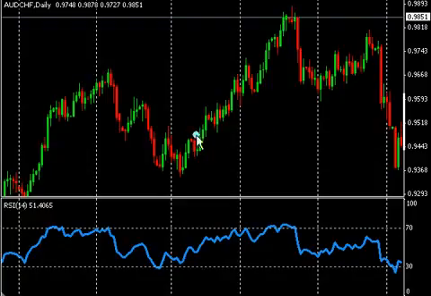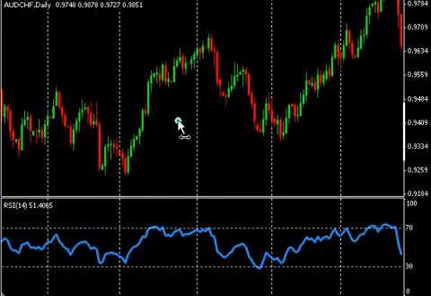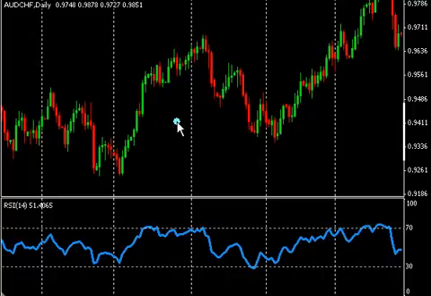Today we're going to look at the RSI indicator. The RSI indicator is a technical momentum indicator, so we're looking at momentum. It's a lagging indicator, just like all the other indicators are lagging indicators. What it does is compare the magnitude of the recent gains to the recent losses. It's an attempt to determine whether the currency pair is going to be overbought or oversold.